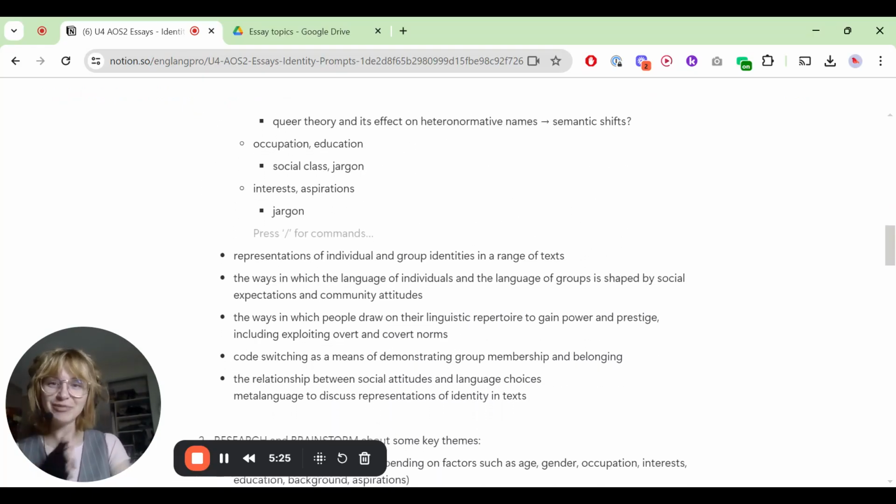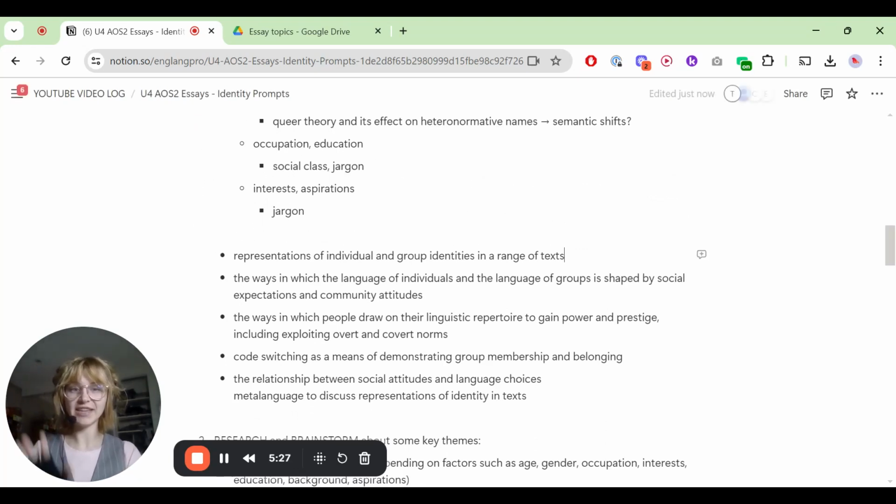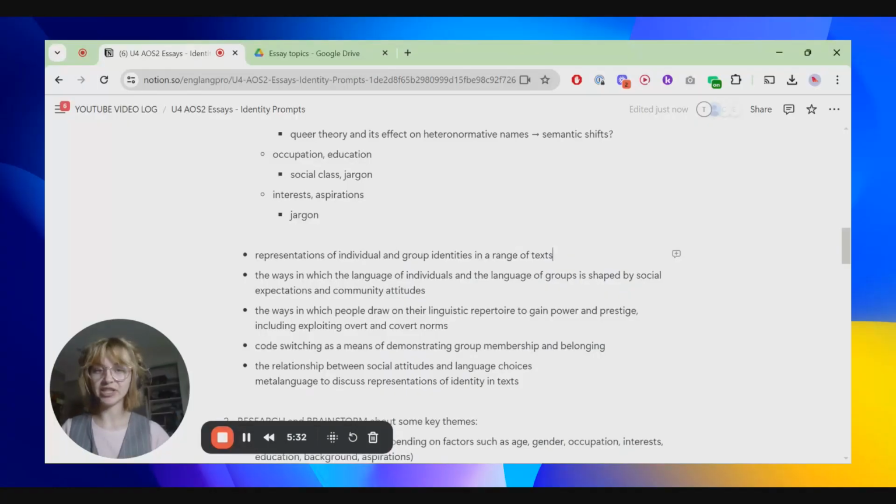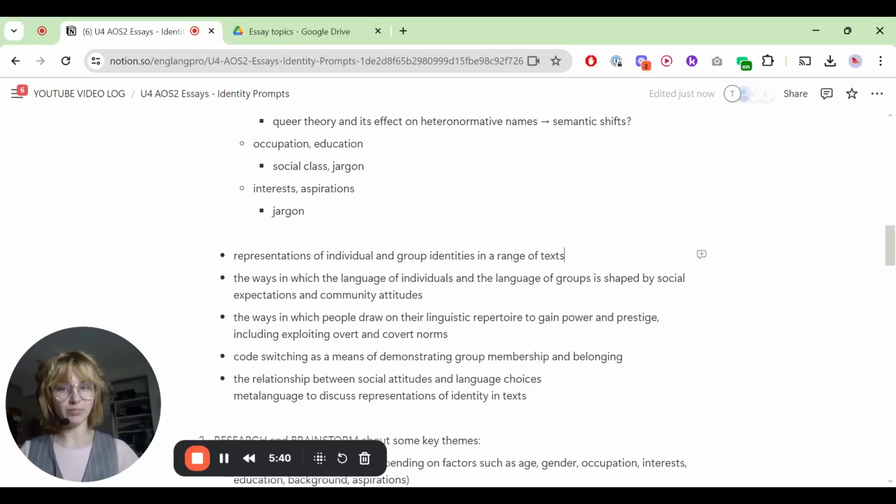Let's move on. Representations of individual and group identities in a range of texts. So this is where you guys need to take initiative, have a look at a range of texts, and hopefully you will during your school year. And at the back of your mind, you should always be thinking, how is this character represented through their language? And what about their group identity?